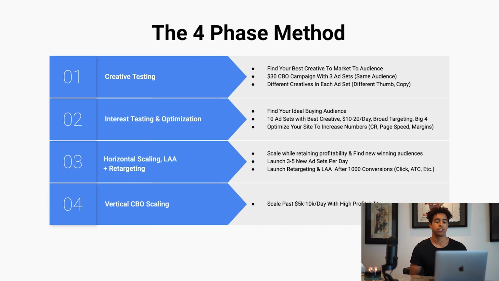After you get some traction with finding your creative and finding your audiences that are interested, you're gonna dig deeper and try to optimize your website even further. So improving your conversion rate, improving your page speed, and improving your margins by adding upsells and other sequences to your funnel. Once you do those 2 things, you can finally start scaling.